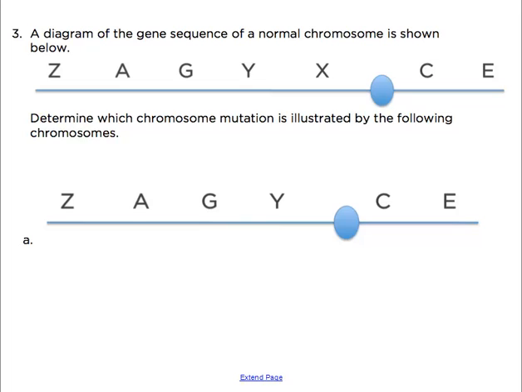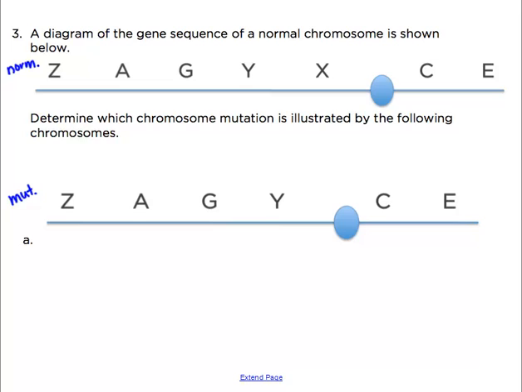Problem 3. A diagram of the gene sequence of a normal chromosome is shown below. Determine which chromosome mutation is illustrated by the following chromosomes. So what I did, I took each of the subparts of this and put it on a different page, so that on each page we can see the normal chromosome above and then the mutated chromosome below, so that way we can compare them and see what mutation actually happened.